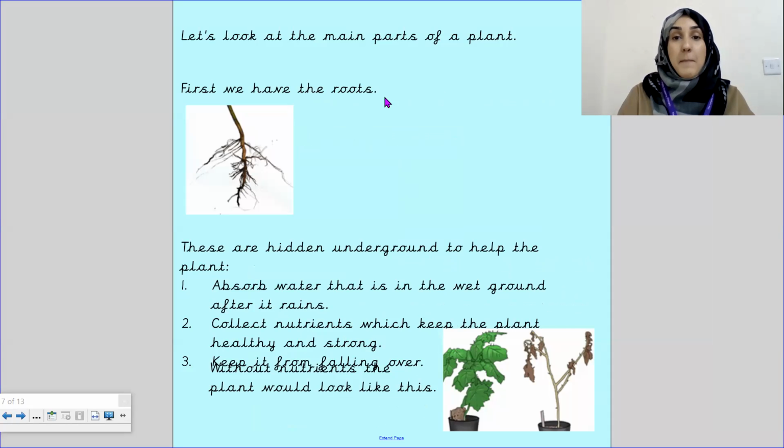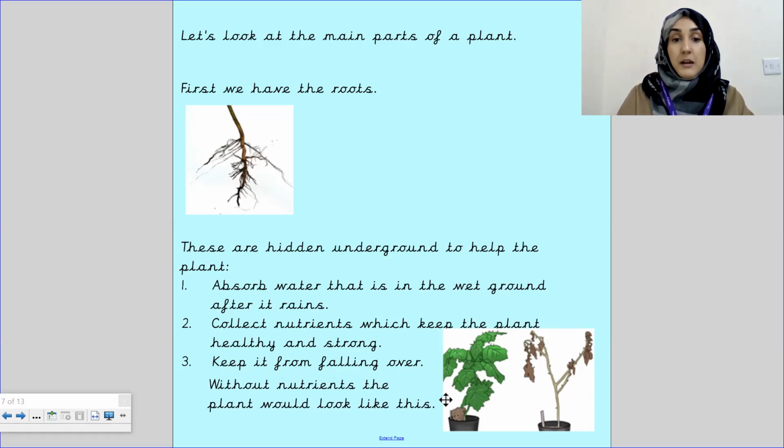Let's look at the main parts of a plant. First, we have the root. The root is the most important part of a plant because that's where it gets all of its nutrients and all of its water from, to help it grow. These are hidden underground to help the plant: one, absorb water that is in the wet ground after it rains; two, collect nutrients which keep the plant healthy and strong; and three, keep it from falling over.